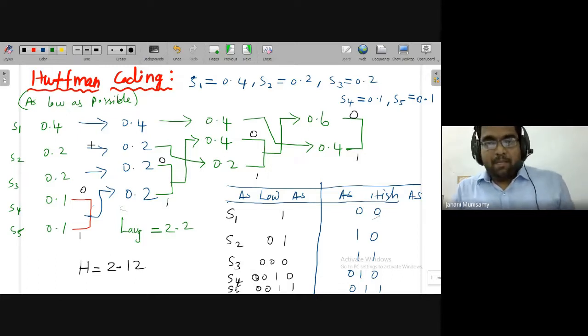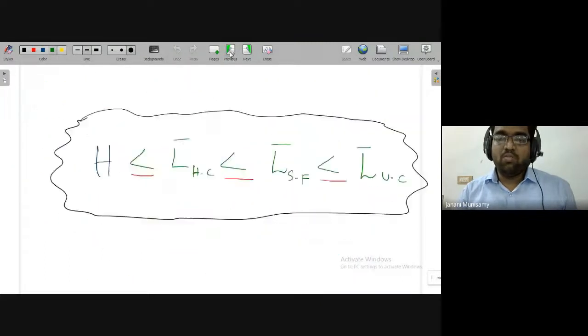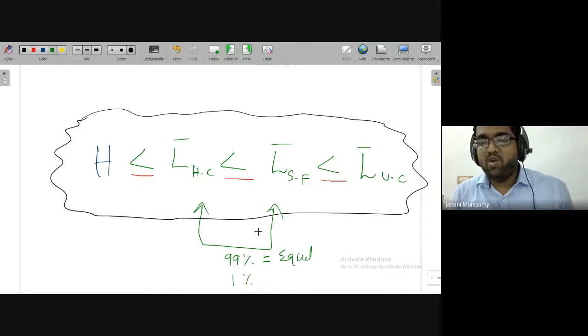Again, for the same problem also, you can apply Shannon-Fano coding. For that also, you can calculate the average. There also, you will get 2.2 only. That's why I have given you one conclusion. Most of the time, these two will be equal. 90% of the time, this will be equal. Again, very rarely, 1% of the time only, you will get that unequal condition.